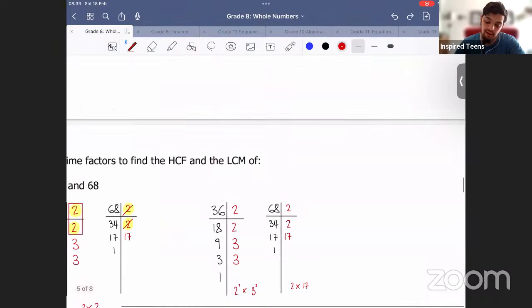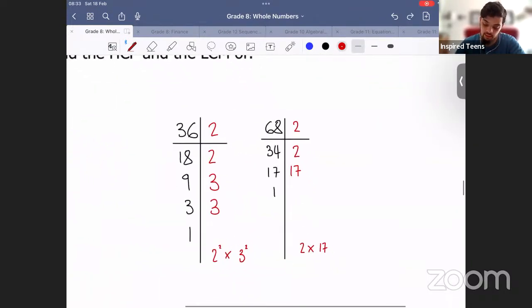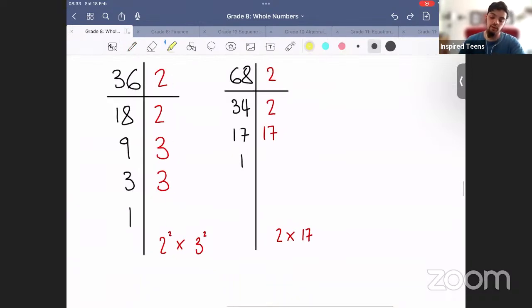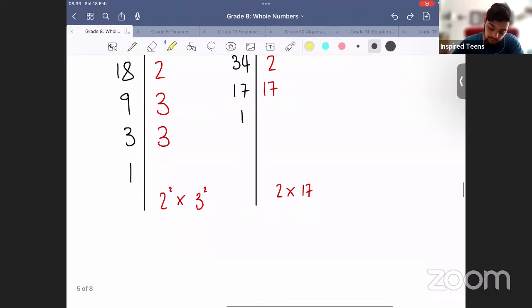Okay, then it says multiply each factor with its highest power. So basically what that means is we're going to have factors such as 2, 3, or prime numbers, right? So for example, I have 2 here and I have 2 there. I have 3, I only have 1 3 and I only have 1 17. We need to multiply each different factor with its highest power. So in this case, 2's highest power is 2. This one is 2 to the power of 1. So its highest power is not 1, of course, it's 2.